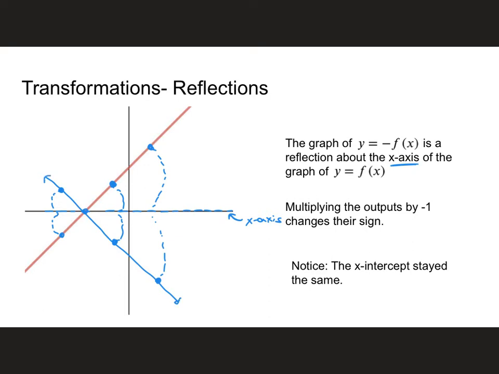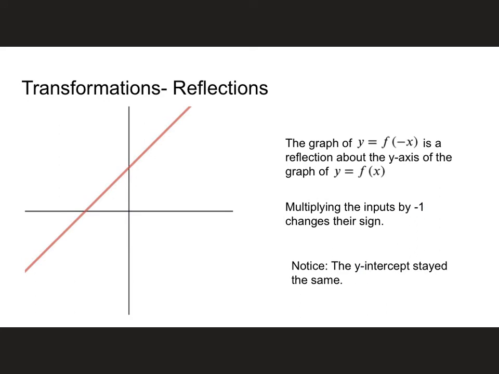So how do you do that mathematically? Mathematically, what we're doing is we're multiplying all the outputs by -1. And it essentially changes all their signs. One of the really cool things to notice is that the x-intercept, this point right here, doesn't change at all.